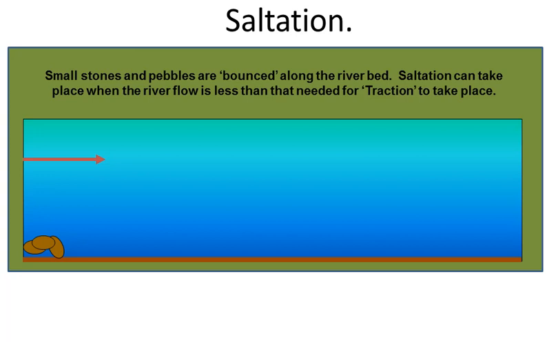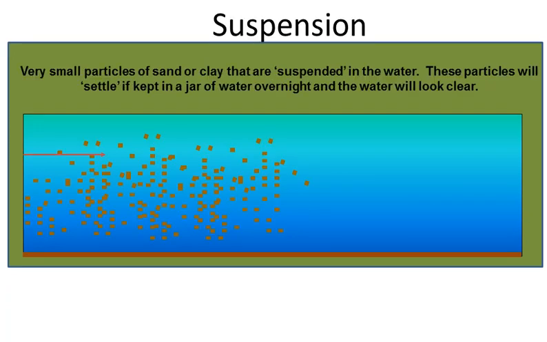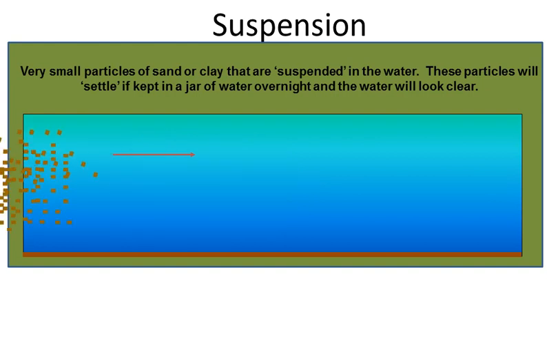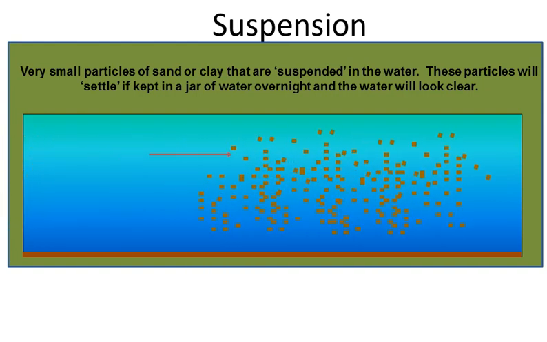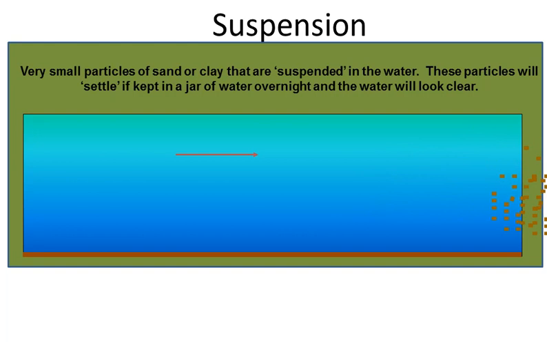Saltation is where small stones and pebbles are bounced along the riverbed, like so. Saltation can take place when the river flow is less than needed for traction. And suspension is when very small particles of sand or clay are suspended or held up in the water, and they'll settle out if the water becomes stagnant.